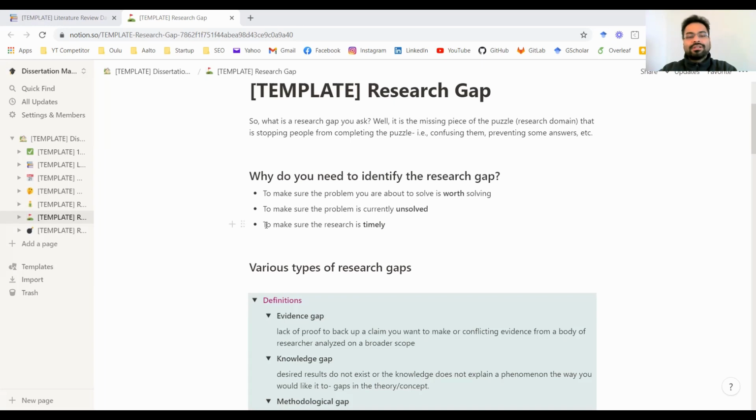You also need to make sure that the research you're about to do is timely. For example, now is the time of the pandemic, and if you contribute something that aids this problem, it's very timely research. But if you do this research some 40, 50 years down the line and ask how we could have solved the problem of COVID that happened four decades ago, that's a bit off topic and you're a bit too late to the party, right? So it needs to be timely, it needs to be worth solving, and it needs to be unsolved. And this is done by identifying the research gaps.